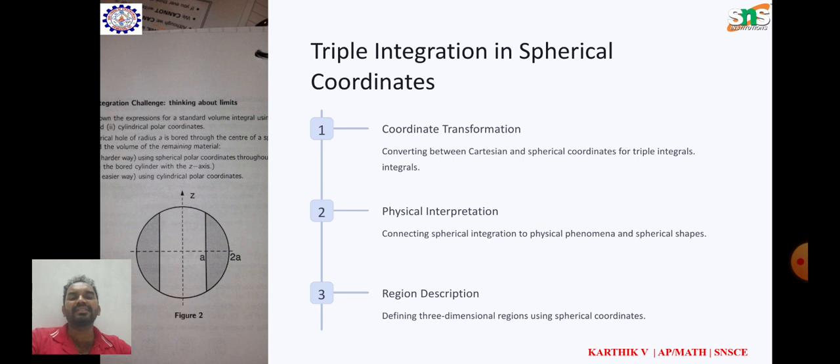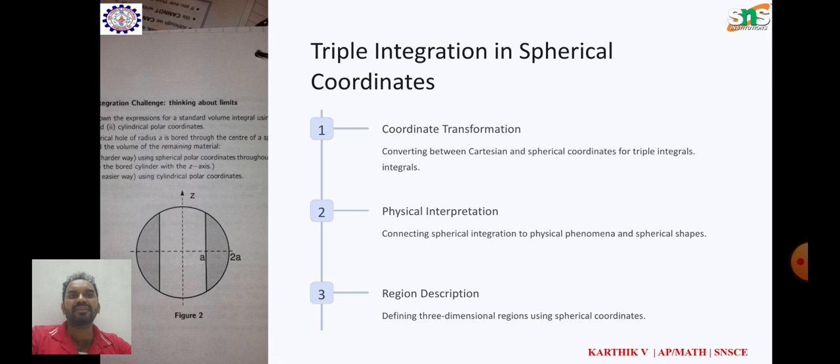Triple integrals in spherical coordinates. In spherical coordinates, a point x, y, z in three-dimensional space is represented using the spherical coordinates rho, theta, phi, where rho is the distance from the origin to the point. Theta is the angle measured counterclockwise from the positive x-axis to the projection of the point onto the xy plane, that is the azimuth angle. Third one, phi. Phi is the angle measured from the positive z-axis to the point.